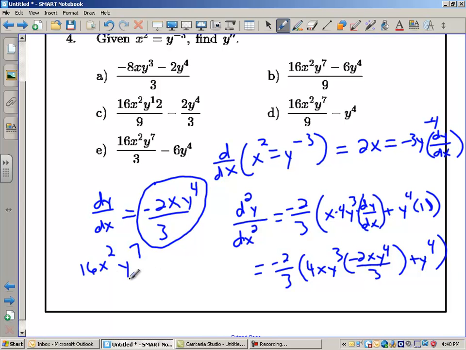And what do I have on the bottom? Well, down here I've got a 3 times a 3, and so that's a 9. So let's see if I've done this correctly. That's just that first term. Okay, now my next term, I'm going to have minus 2y to the 4th over 3.